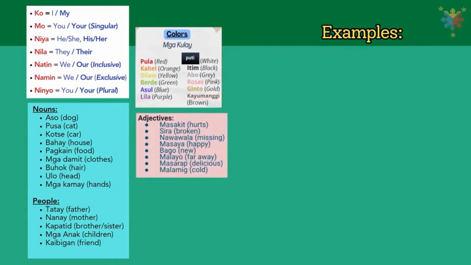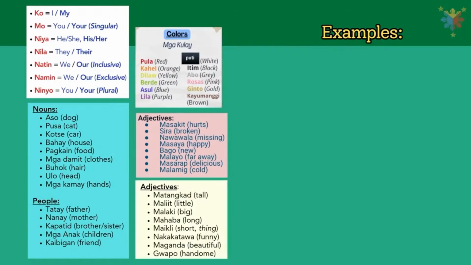And some more adjectives: masakit, hurts; sira, broken; nawawala, missing; masaya, happy; bago, new; malayo, far away; masarap, delicious; malamig, cold. And lastly, let's finish off with some more adjectives: matangkad, tall; maliit, little; malaki, big; mahaba, long; maikli, short; manipis, thin; nakakatawa, funny; maganda, beautiful; guapo, handsome.